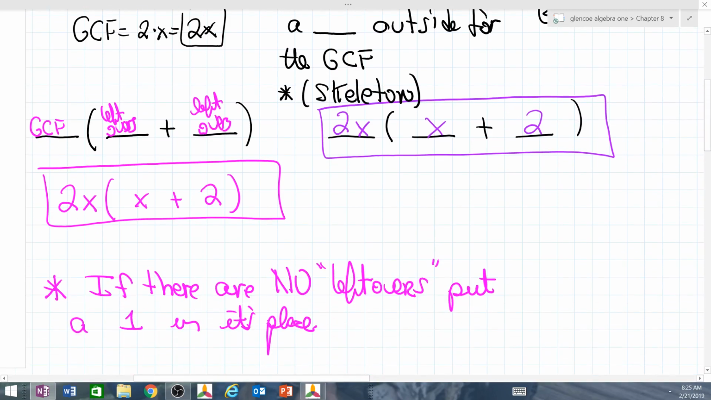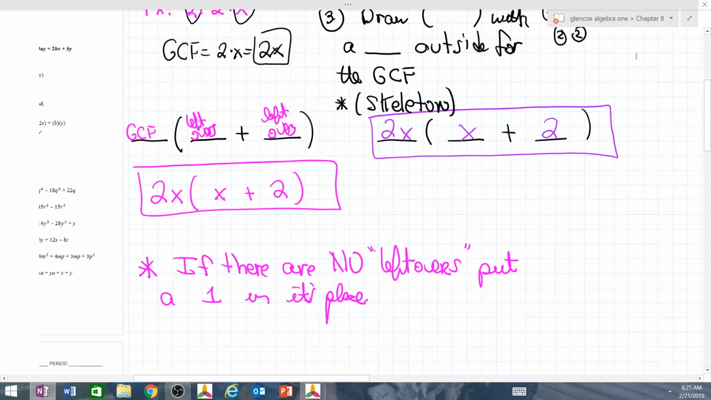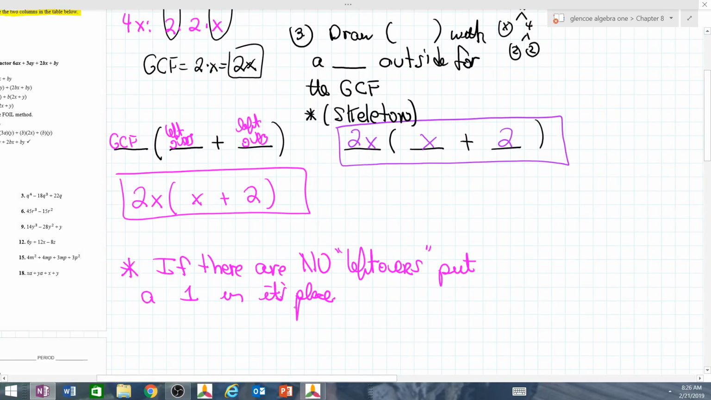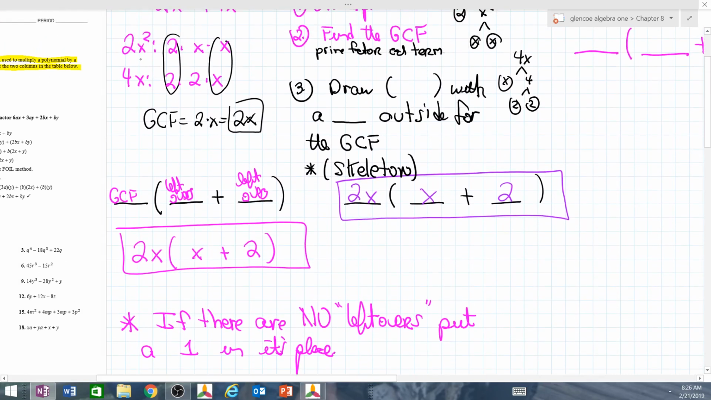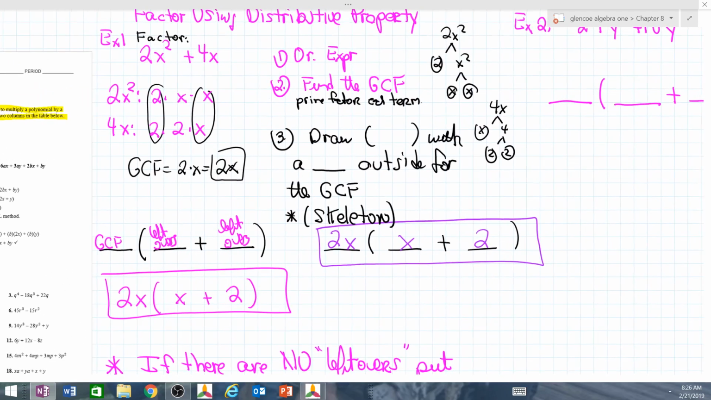So let's go ahead and let me just make one more point that's extremely important. If there are no leftovers, by that I mean this. If you had used the 2, the x, and the other x, and there was nothing left, and you have to put something on that blank space inside of those parentheses, you would put a 1. We would not put a 0. Oh, well, there was nothing left. I'm going to put 0. Because watch what happens when you go to check your work.